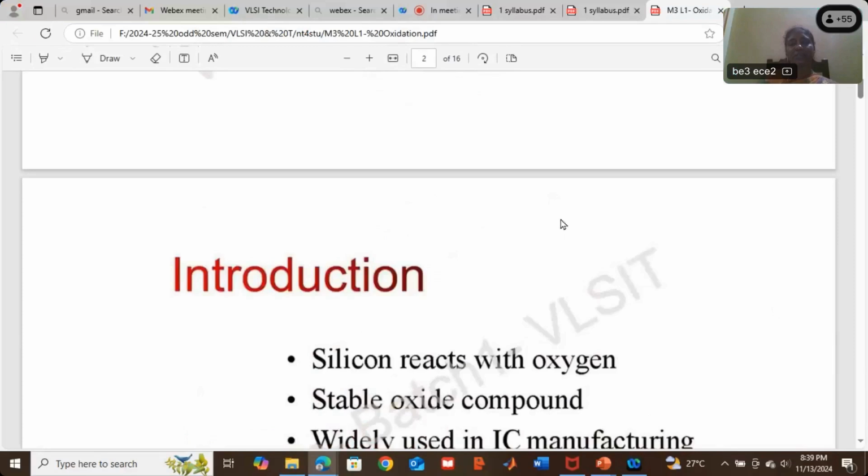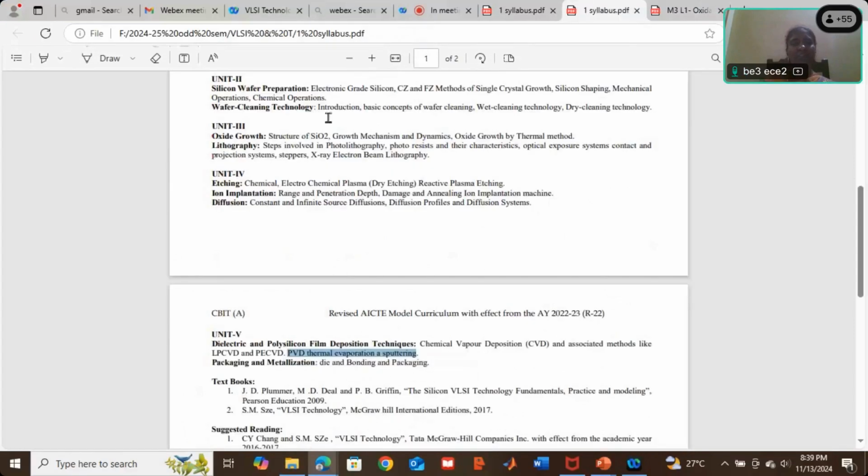Dry oxidation. Okay, so topic wise I will tell from here. Wet oxidation, dry oxidation. You can note down a question. All questions you prepare at least for 4 marks answer. Okay, 4 marks answer. Then thermal oxidation process.